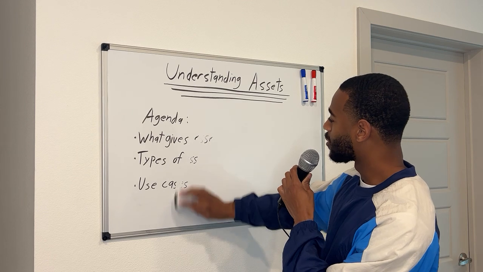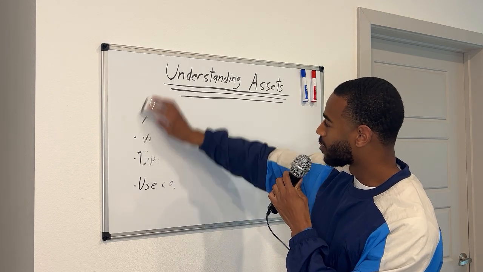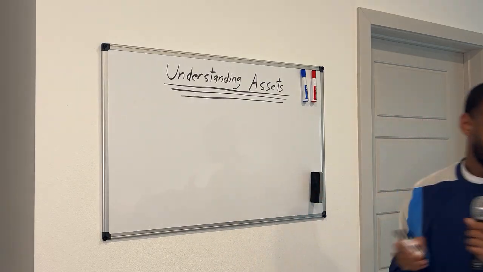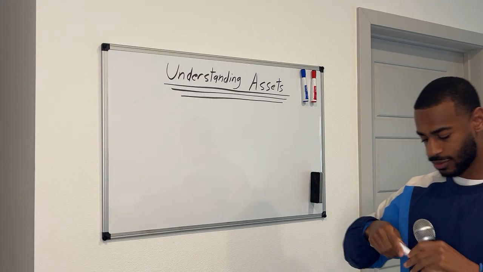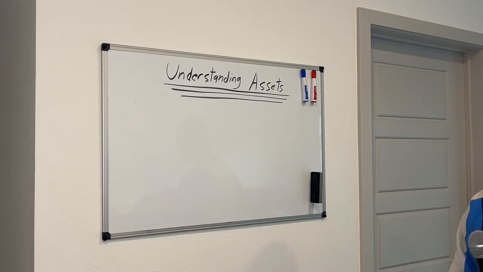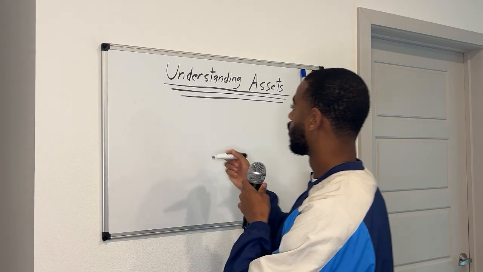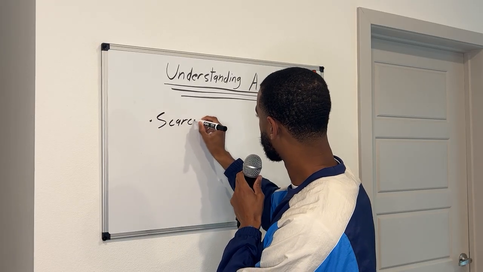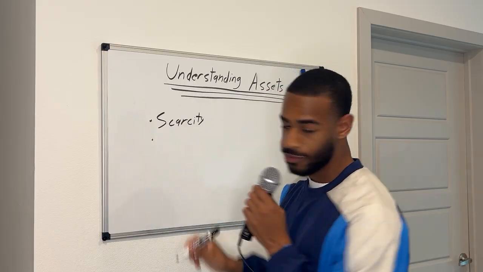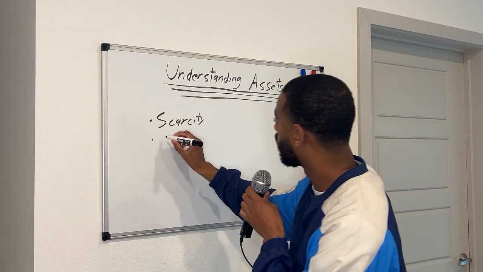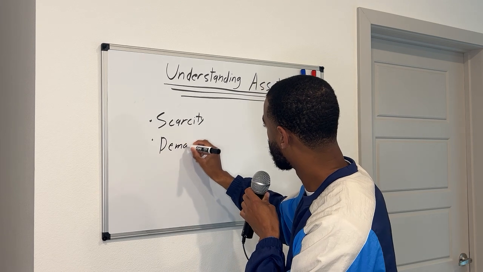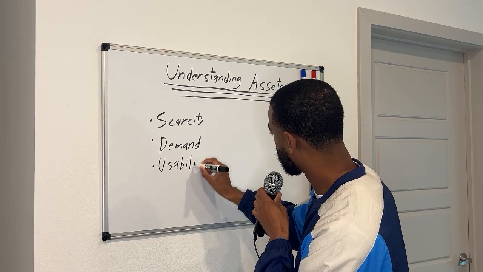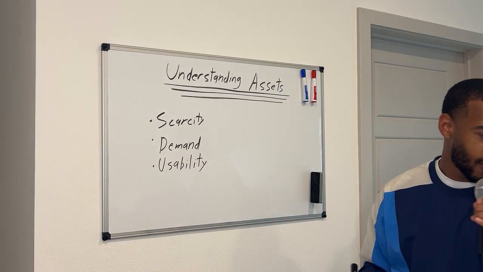Starting off, what gives an asset its value? There are 4 main drivers that give an asset value, and we're about to go through all 4, right? So those 4 drivers are first up, we have scarcity. We have demand. Usability. And we have cash generation.